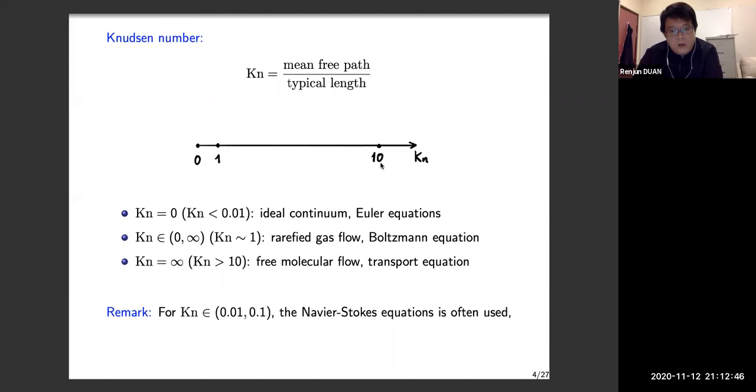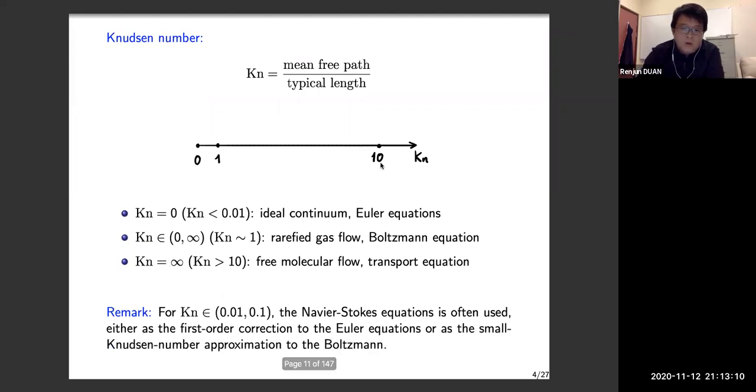then we can use the Navier-Stokes equations to describe the motion. So you can regard this fluid equation as the first order correction in terms of viscosity and also heat conductivity that can be derived in terms of the Knudsen number. This is the first order correction to the Euler equations. And also you can regard it as a small Knudsen number approximation to the kinetic Boltzmann equation. So this is quite a general view to look at the relation between those governing equations at the macro and the micro level.